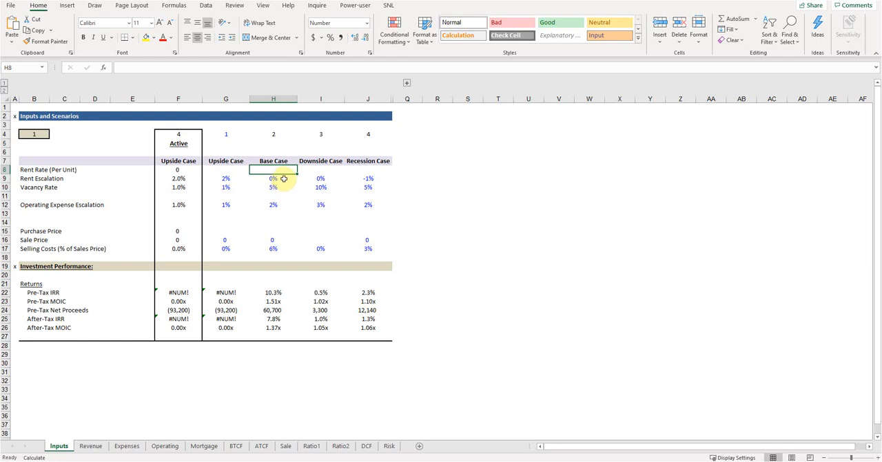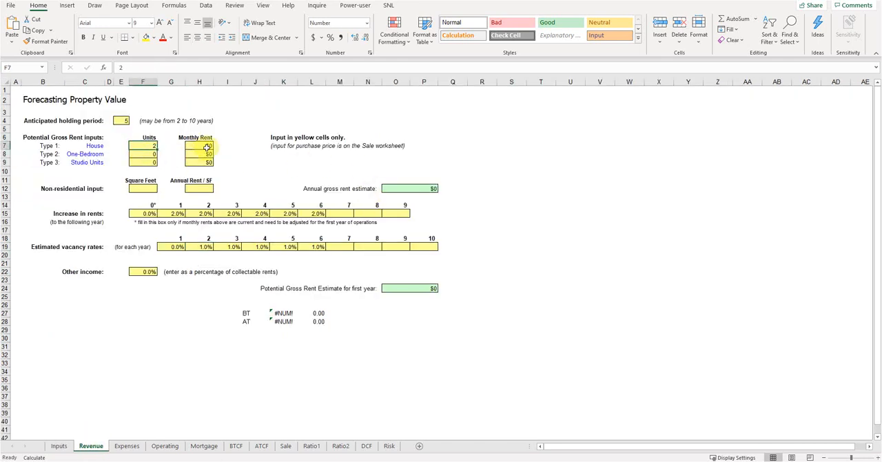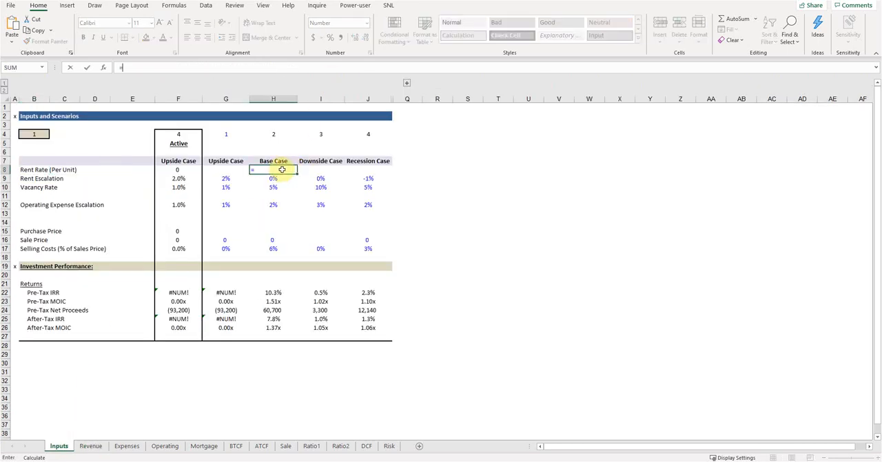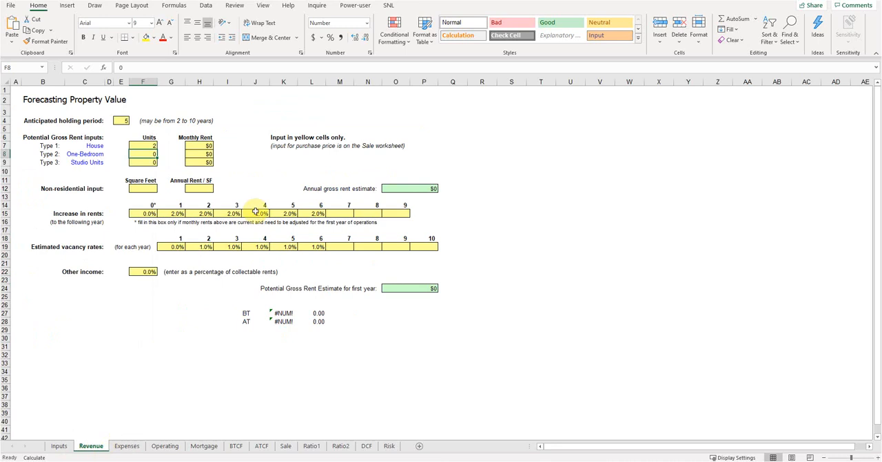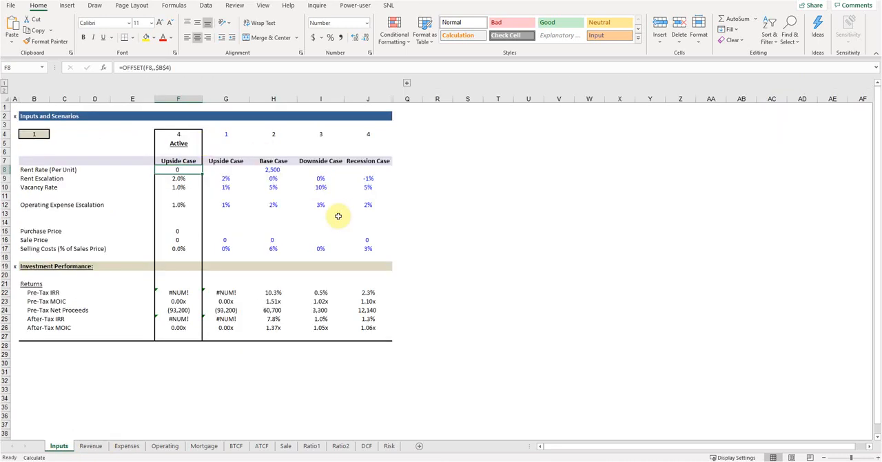So let's go ahead and input that into our base case. This is on a per unit basis. So this is sort of semantics. You can put in two or three units. It's not going to really affect your annual gross rent calculation. So what I'll do is I'll just keep two units, and I'll just say that each unit is $2,500 per month. So that's input in there. Let me see, make sure that everything's running.